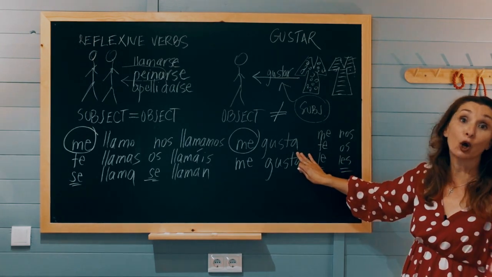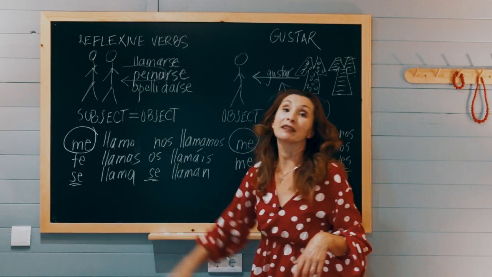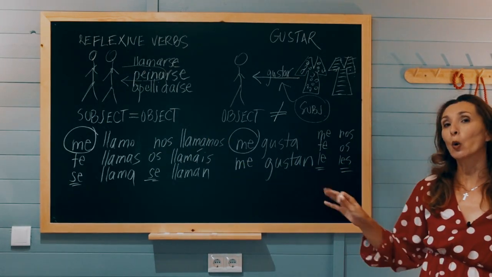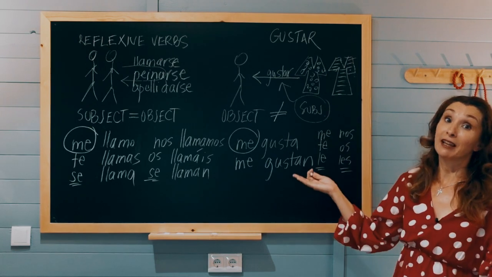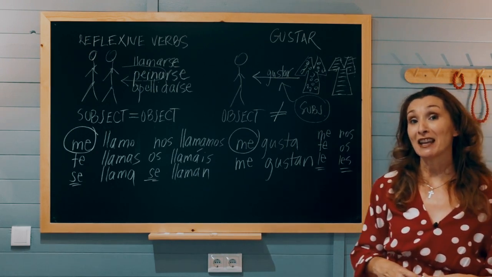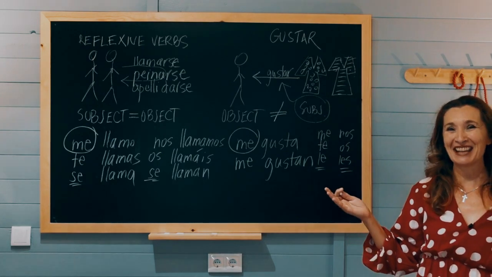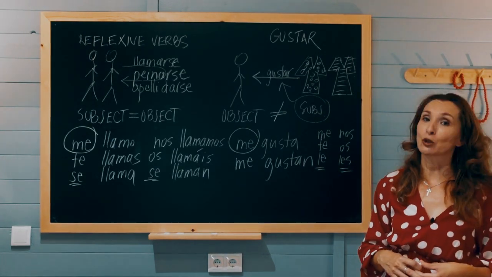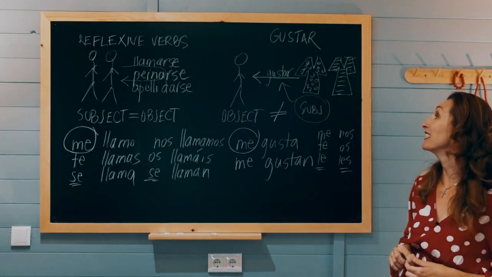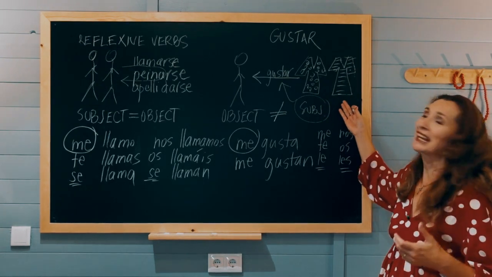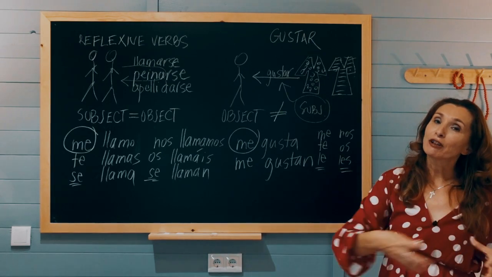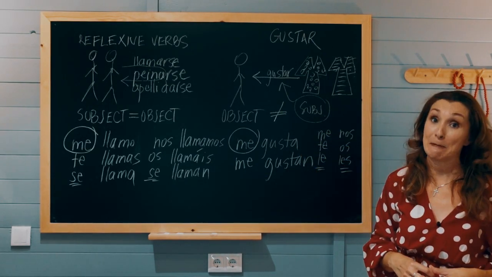In the case of gustar, we are not dealing with a reflexive verb. However, in this case, we are. Okay, so don't think me, te, nos and os are always reflexive pronouns, then followed by reflexive verbs. No, they are not. Okay, well, that's all for today. I hope it's clearer now. I hope you understand why gustar is not a reflexive verb. We have two protagonists here, the dresses and the person liking them, whereas with reflexive verbs, the origin and the end of the action are with the same person.